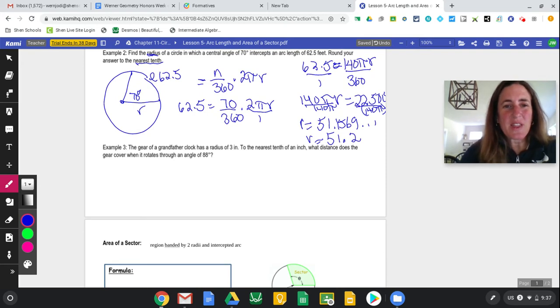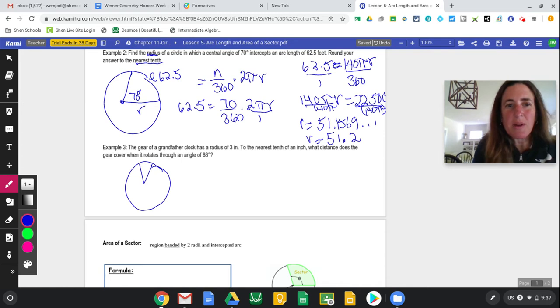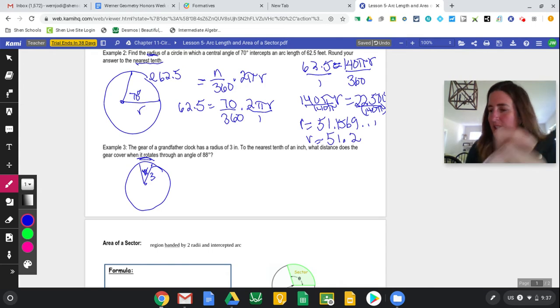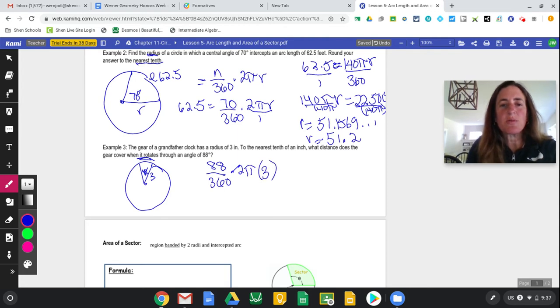The gear on a grandfather clock has a radius of 3 inches. So basically, I don't know what's going on here. Am I frozen? Oh, look at that. So the radius is 3 inches. To the nearest tenth of an inch, what distance does the gear cover when it rotates through an angle of 88 degrees? So they actually want us to find the length of that arc. So I'm going to do 88 out of 360 times 2 times pi times my radius, which is 3.